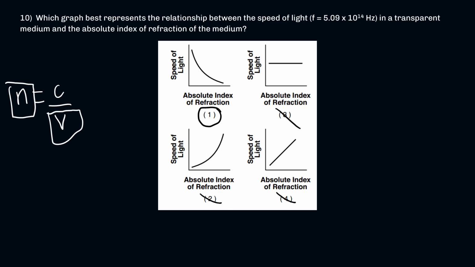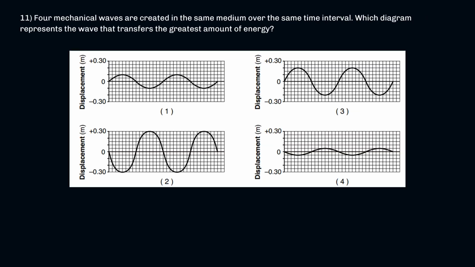So let's move into example number 11. We have 4 mechanical waves created in the same medium over the same time interval. Which diagram represents the wave that transfers the greatest amount of energy? So for a mechanical wave, the energy is going to come from the amplitude of the wave. So that means, like for a sound wave, the louder I am, the more energy I'm going to have, the greater the amplitude of my sound is going to be. So all you're going to look at for this question is which diagram has the greatest amplitude.